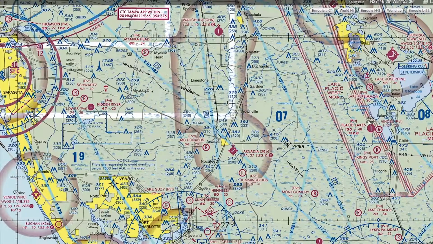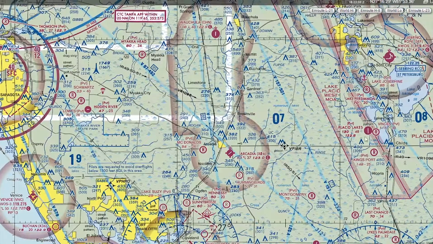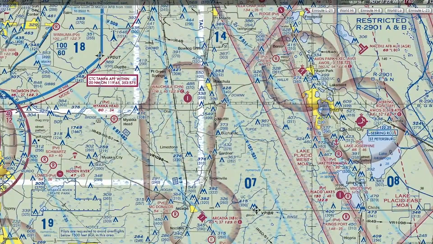Other little things to note on this sectional chart: lakes are great things to reference, but they're not going to put every little lake on there. So smaller lakes probably won't be on there. If it's a half mile or a mile across, you can expect to see it on the chart probably.